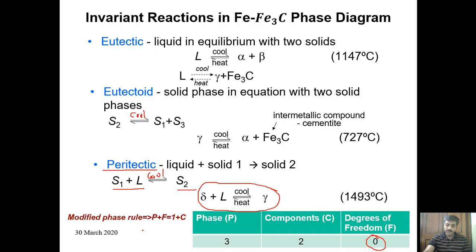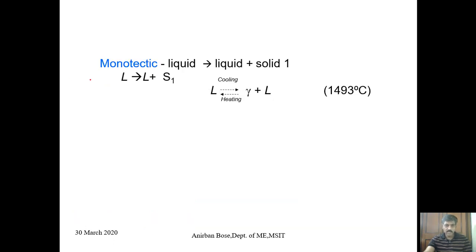So eutectic, eutectoid and peritectic, these are the three most important invariant reactions present in the iron-iron carbide equilibrium phase diagram. And we'll see where those three transformations are occurring in the iron-iron carbide diagram. One more thing, this is a monotectic, where one liquid will be converted into liquid plus solid. So this is the monotectic reaction, and we'll see that such monotectic reactions also happen in the case of the iron carbide diagram.